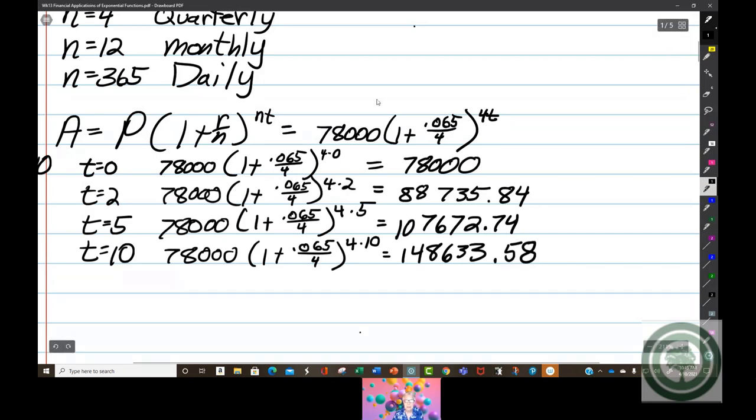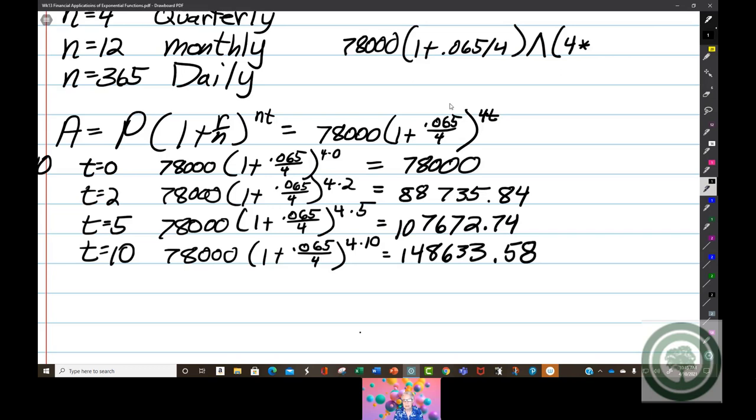If you have the older operating system, I believe you would type 78,000, parentheses, 1+0.065 divided by 4, parentheses closed, caret, parentheses 4 times, let's say 2, if you were doing that one.